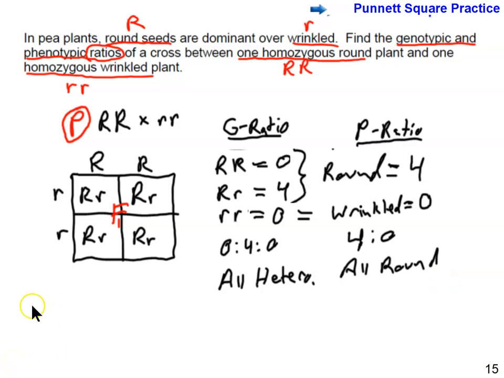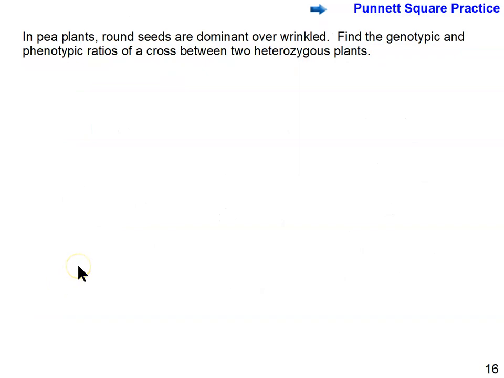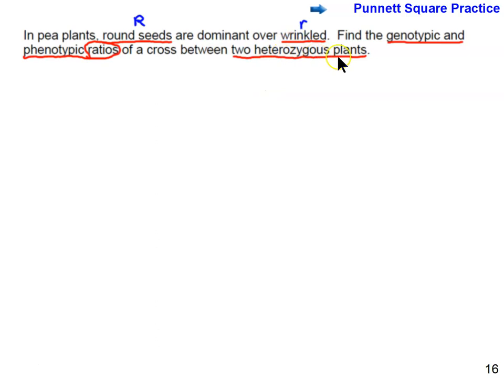Here's another one in pea plants. Round seeds are dominant over wrinkled, so it's the same gene, the same character. Find the genotypic and phenotypic ratios of a cross between two heterozygous plants, and hopefully you recognize this as being an F1 to F2 cross. So we're taking one of those offspring from the F1 generation and either self-pollinating it or cross-pollinating it with another F1 plant. Either way, we're going to end up with the same thing.